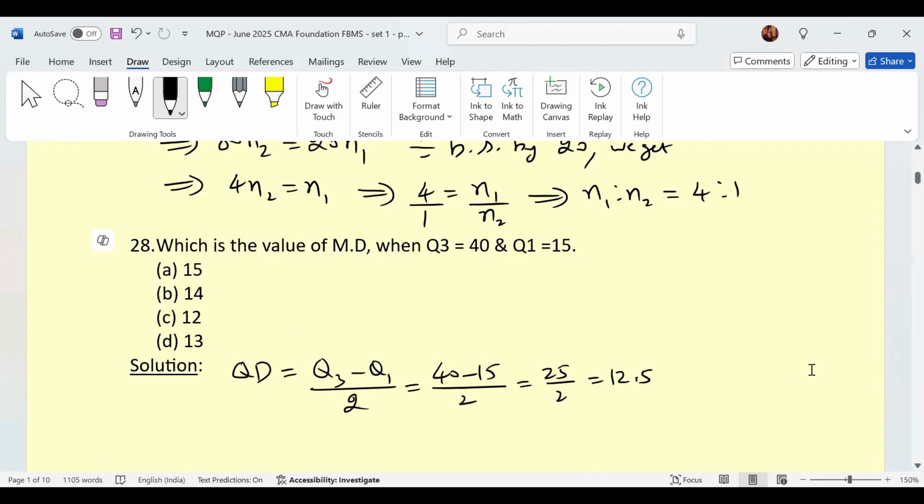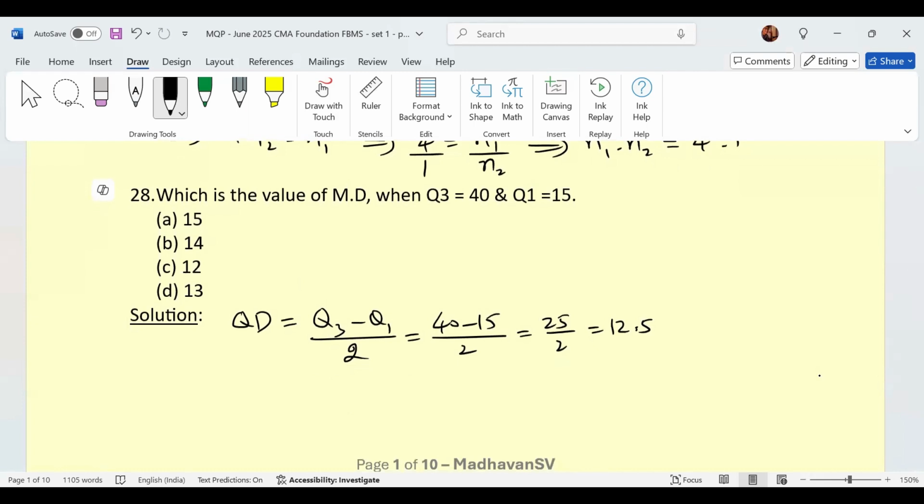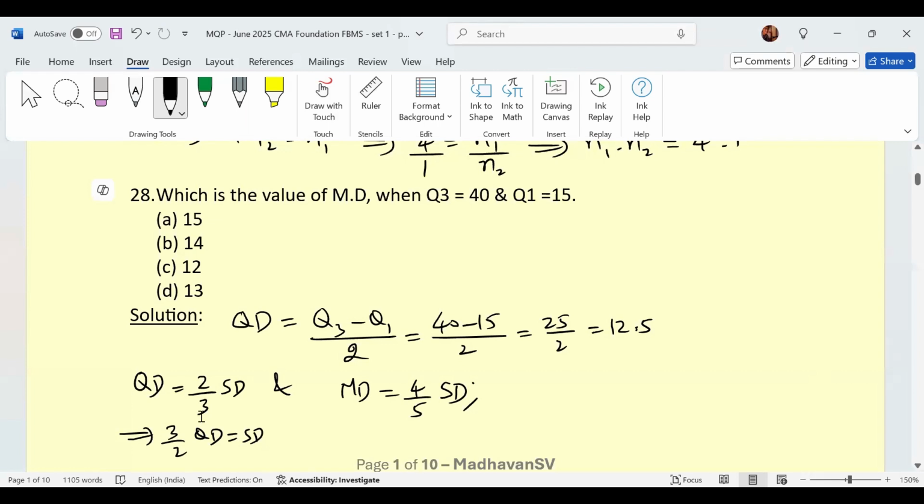Now the relationship between quartile deviation with the standard deviation is QD is 2 by 3 times standard deviation, and the relation between mean deviation and standard deviation is mean deviation is equal to 4 by 5 times standard deviation. That means this one can be rewritten as 3 by 2 times quartile deviation is standard deviation, because we can take this side, cross multiply 3 QD by 2. So 3 by 2 QD is SD.